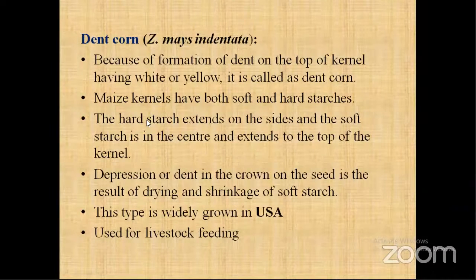So you see, suppose a grain is round in shape. On both the right side and left side, hard starch is present, but in the center the soft starch is present. The dent forms because of drying and shrinkage of the soft starch, which leads to a depression on the top side. Dent corn is most probably widely grown in the US, and it is used for livestock feeding.